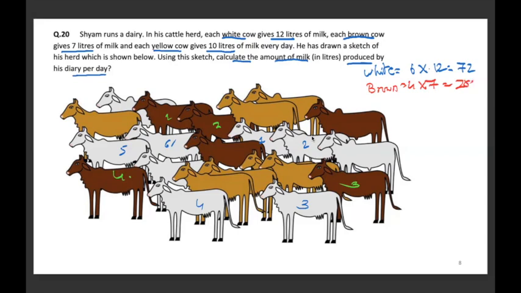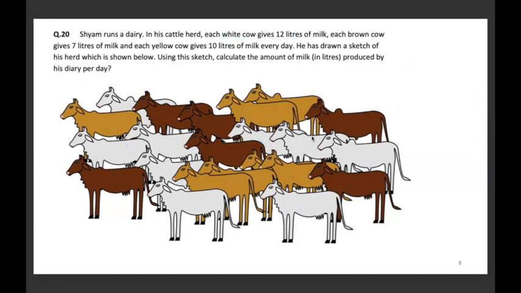Then we will look at how many yellow cows are there that give milk. So yellow cows that give milk are 1, 2, 3, 4, 5 and 6. Okay. So yellow will be 6 multiplied by 1 yellow cow gives 10 liters, so 60. Now add all of them up, the correct answer will be 160. Okay. We move to the next one.